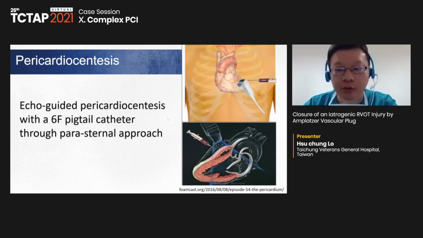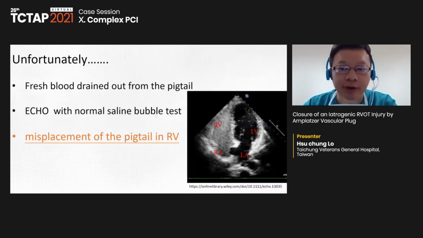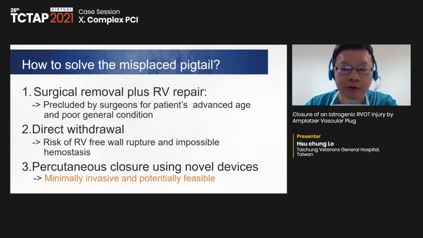Pericardiocentesis was done at our emergency room with a 6 French pigtail catheter through a parasternal approach. But blood rapidly flushed out from the pigtail, so we stopped vacuum drainage and repeated echo with a normal saline bubble test, confirming misplacement of the pigtail inside the right ventricle. Given this situation, we consulted surgeons first to solve the misplaced pigtail, but surgical removal plus RV repair was not considered due to advanced age, poor general condition, and high mortality rate.